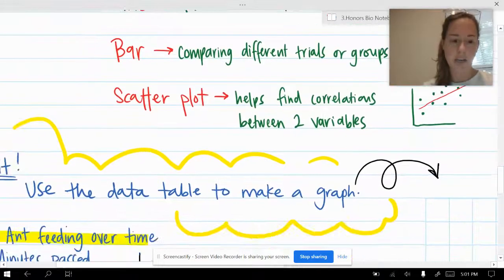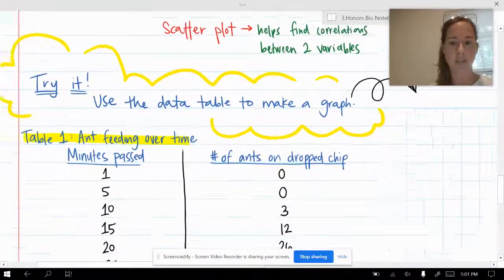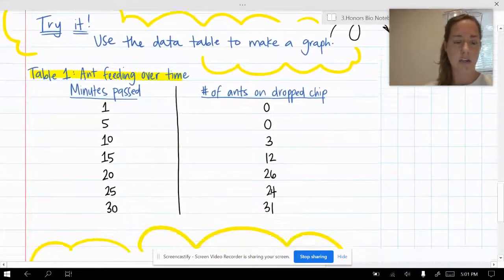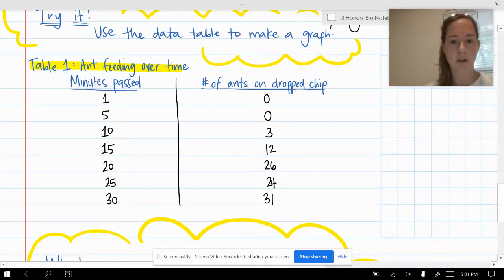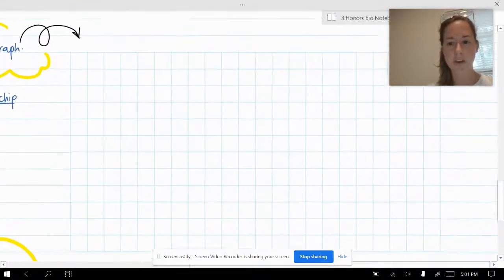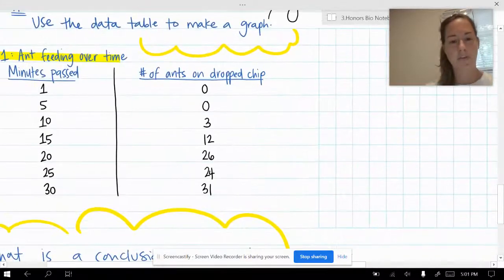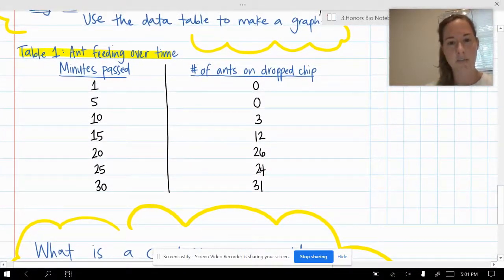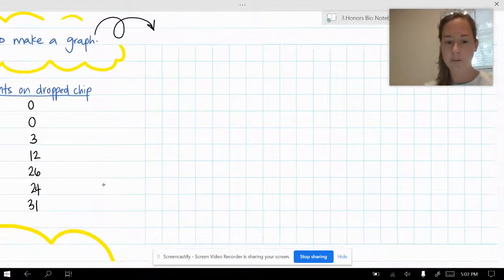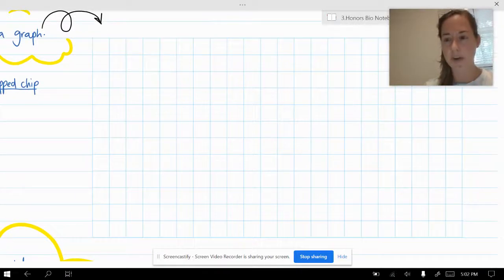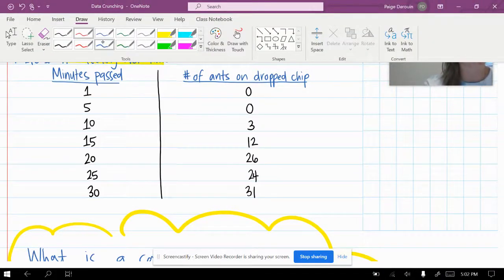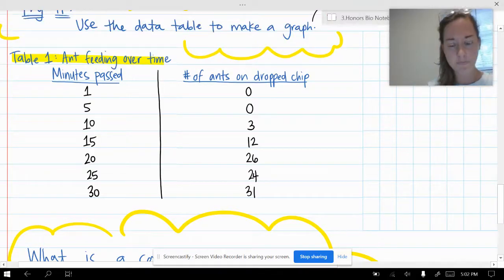You're gonna come down here to this try it section. We're gonna use this data here in table 1 to make a graph over here on the graph paper. So the first thing you should do when you do this is figure out what type of graph you should use, draw your graph, and then restart the video. So go ahead and graph now. So we're going to come back and make this graph together.